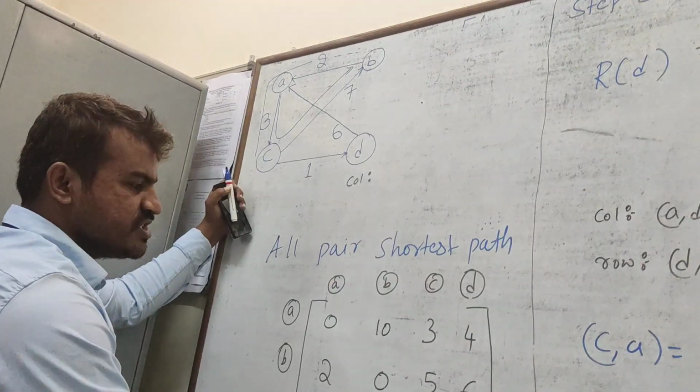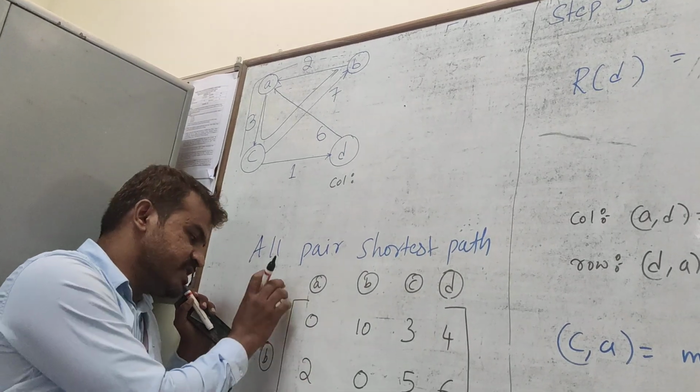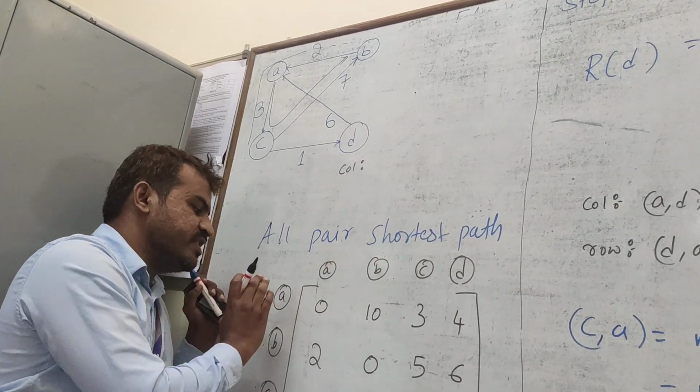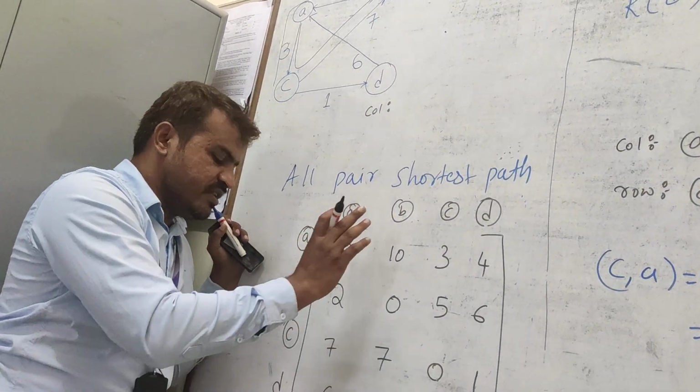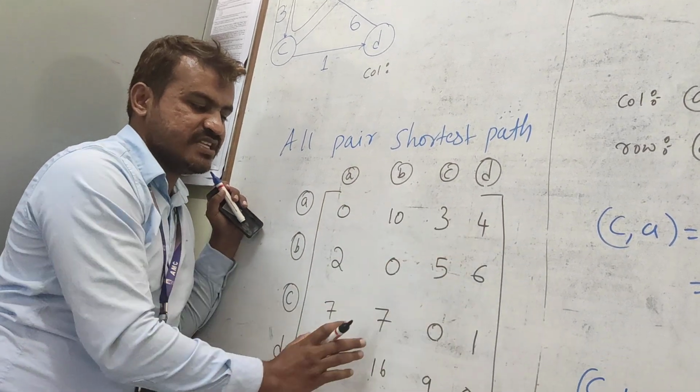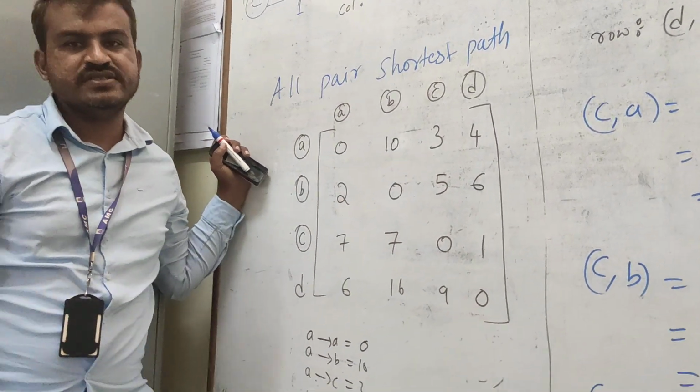Like that, there are shortest paths between all the cities. Consider these are cities, irrespective of one to another. The values are given. This is the best distance. Thank you so much.